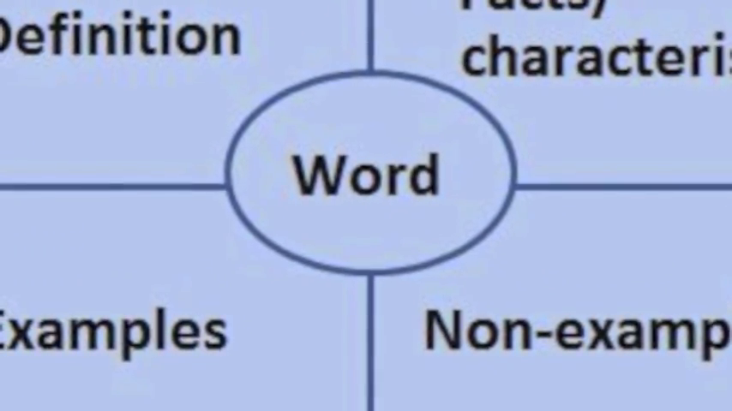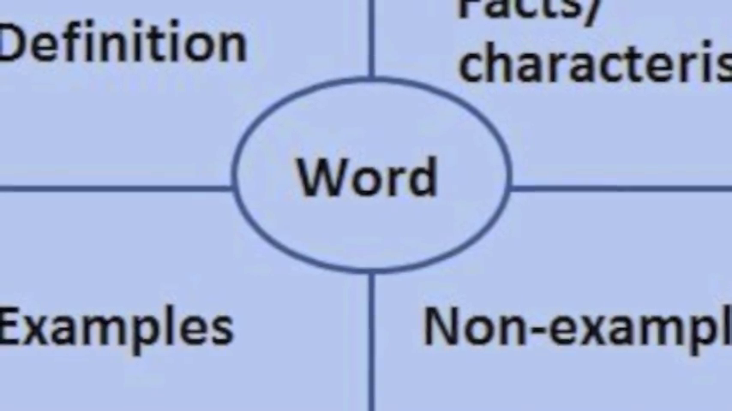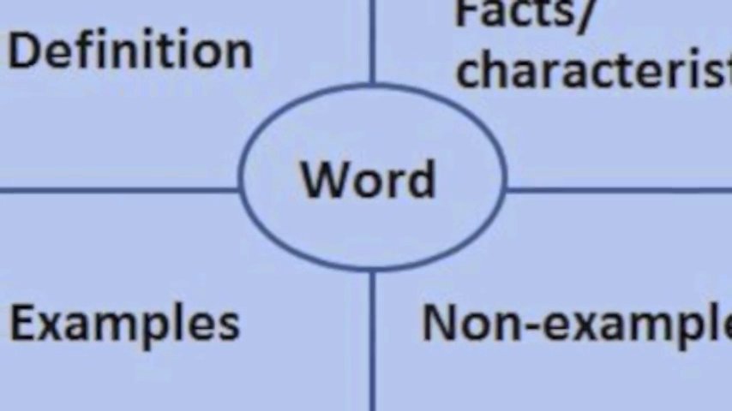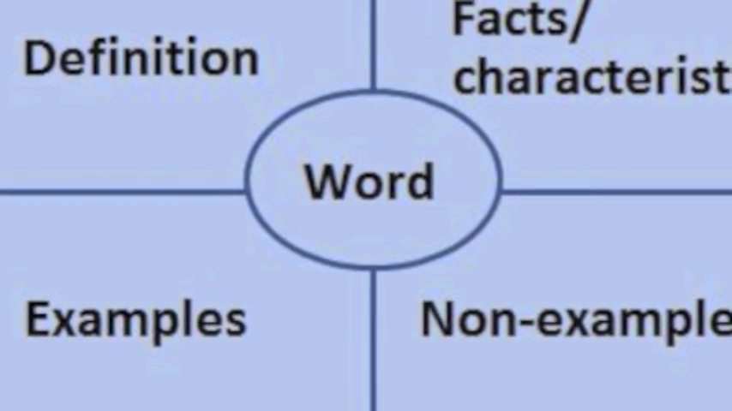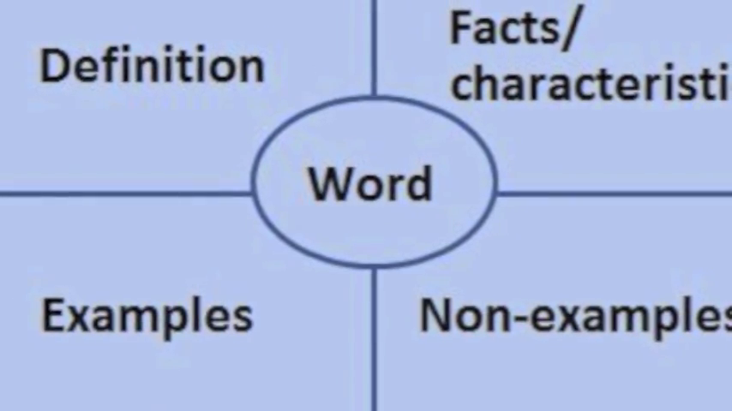Here's what a blank Frayer Model looks like. It requires students to write a definition, identify facts and characteristics, and provide examples and non-examples of a vocabulary word.